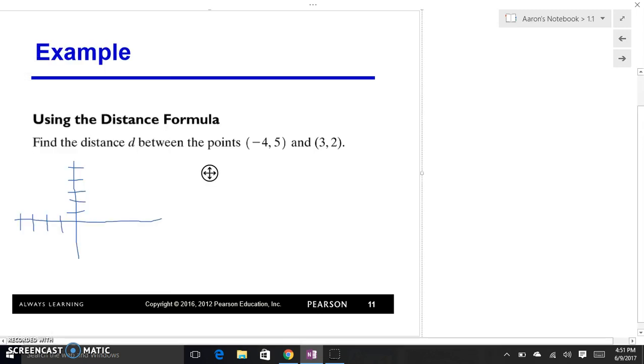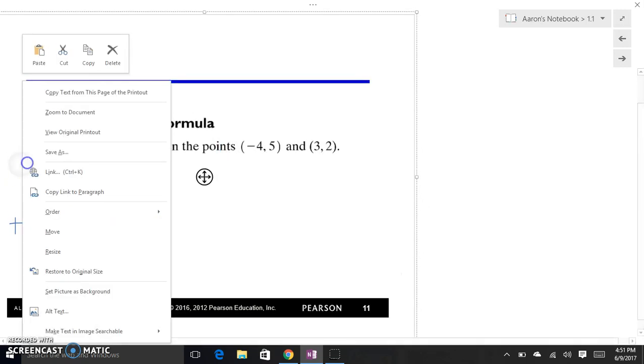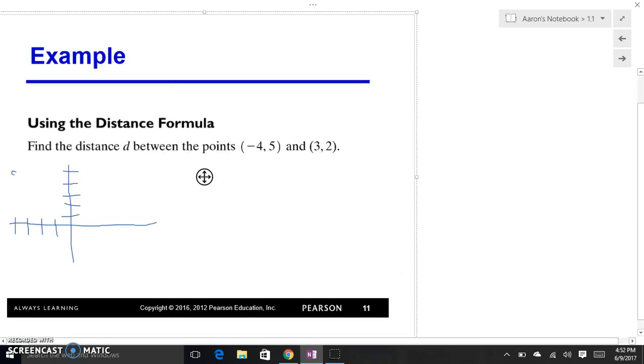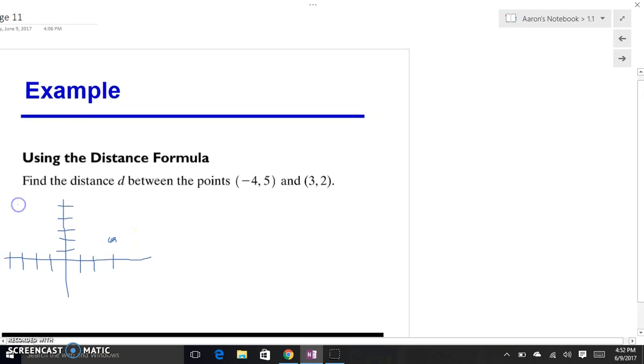Come on, why isn't it drawing this for me? Oh, goodness, it's driving me crazy. Anyways, we've got the point 3, 2 over here. Oh, now it draws. Let's see if it'll draw now. -4, 5 to 3, 2. I'm trying to find the total distance between those, distance d.